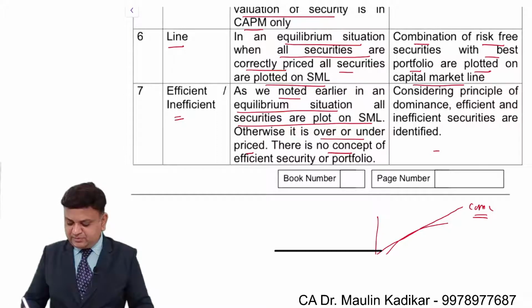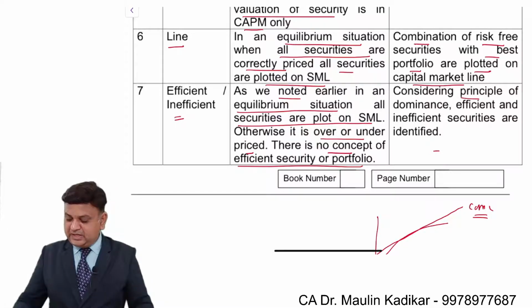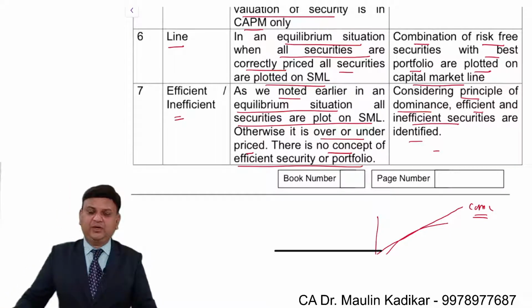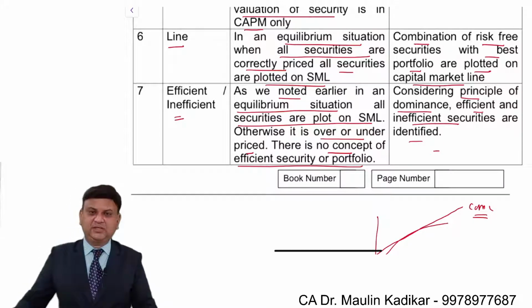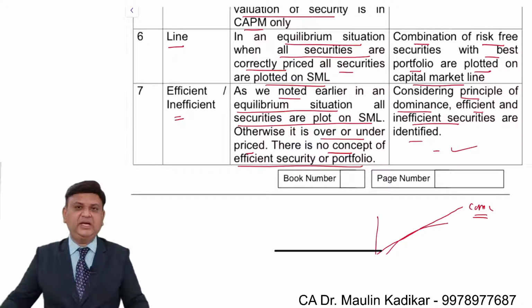There is no concept of an efficient security or efficient portfolio in CAPM. Considering the principle of dominance, efficient and inefficient securities are identified. The principle of dominance stands for the same risk and higher return or lower return, the same return and higher risk or lower risk, more return with lower risk, and so on. All those things are considered for efficient and inefficient.